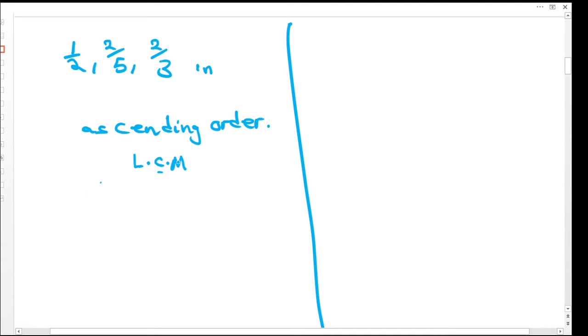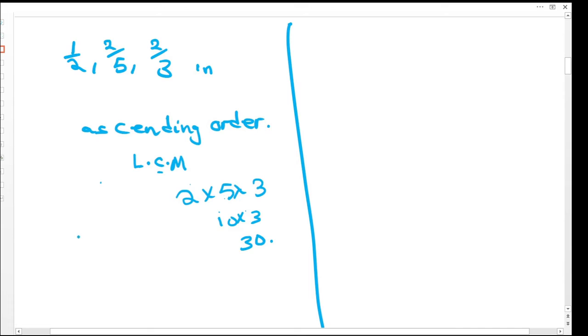So we need to get the LCM of 2, 5, and 3. The LCM of this and this and this is 30, because 2 times this one is 10, times 3. So our LCM is 30. So we come and we start simplifying our fractions.